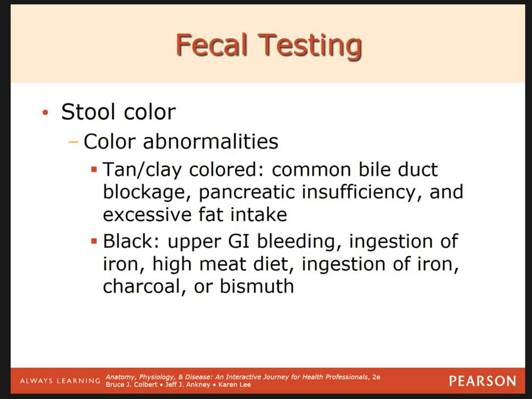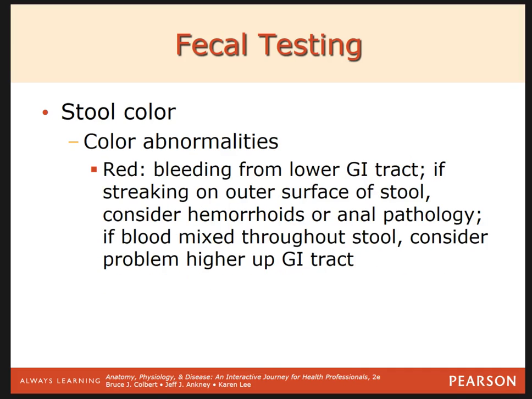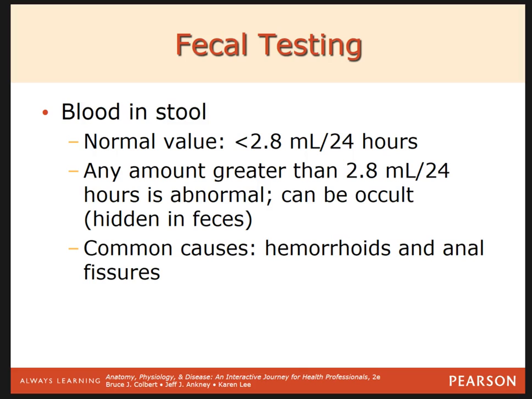Bismuth is an ingredient in Pepto-Bismol, bismuth subsalicylate, which is pink going in, but once you mix it with everything else, can turn to a blackish color in the stool. Now, if the stool is red, that's generally indicative of a lower GI bleed, current bleed. It's not coagulated. If it's streaking on the outer surface of the stool, it could be hemorrhoids or fissures that are associated with an anal pathology. If the blood is mixed throughout the stool, it's probably something going on with the GI tract.